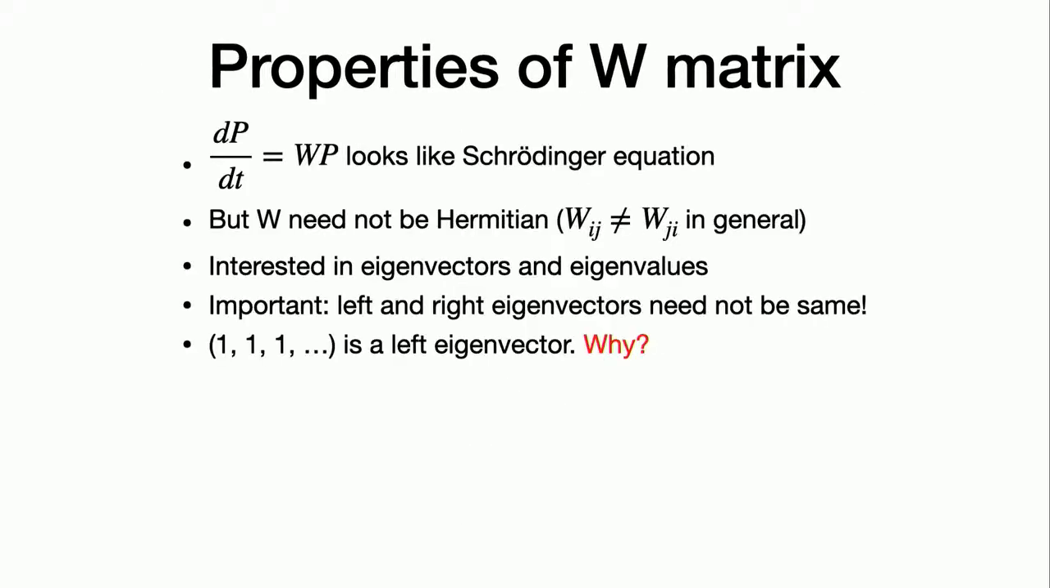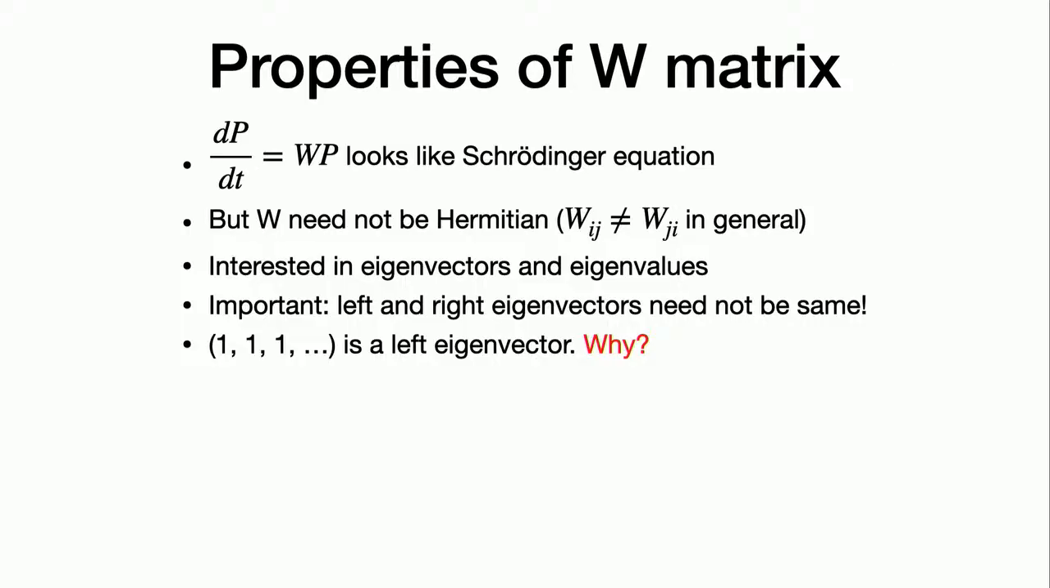Now, what are the other properties of the W matrix? A few of them. This equation dp by dt is Wp looks like d psi by dt is h psi. It looks a bit like the Schrodinger equation. The only thing is, this W matrix need not be Hermitian. In general, Wij and Wji are not the same, so it need not be Hermitian. But when we have the Schrodinger equation, what do we look for? We look for eigenvectors and eigenvalues. So it might be worthwhile to look at the eigenvectors and eigenvalues of W, just like we do for the other one.